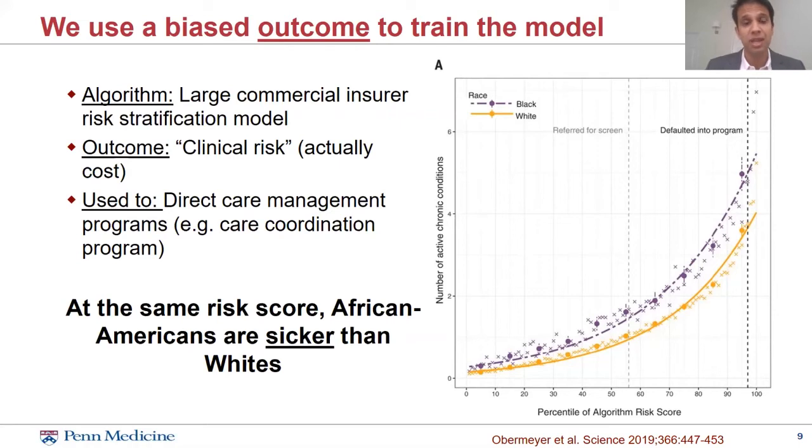Why that happened is that the outcome the algorithm was trying to predict turned out to be cost, which can be lower for African Americans in healthcare, despite the fact that African Americans are sicker. It actually wasn't being used to predict clinical risk, but instead cost. And so cost in this case was a biased outcome for a variety of factors, notably the fact that African American individuals tend to underutilize the health system compared to how sick they are.